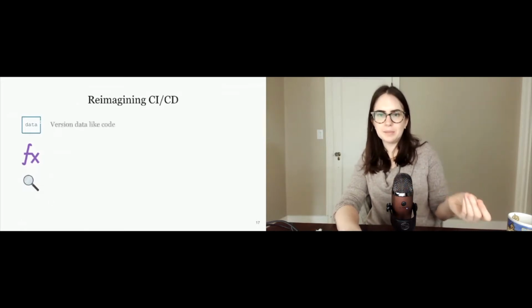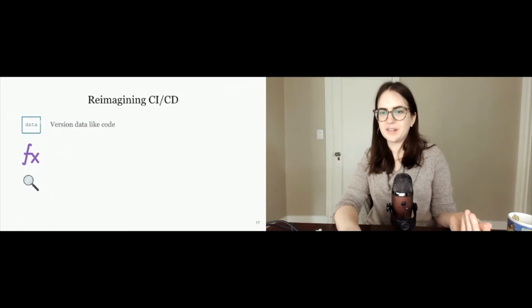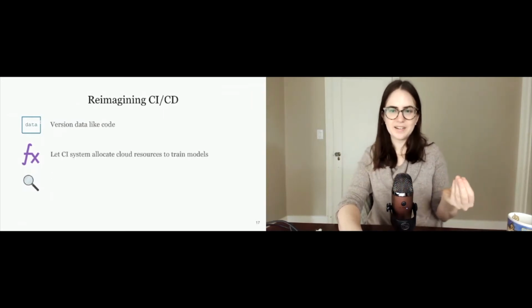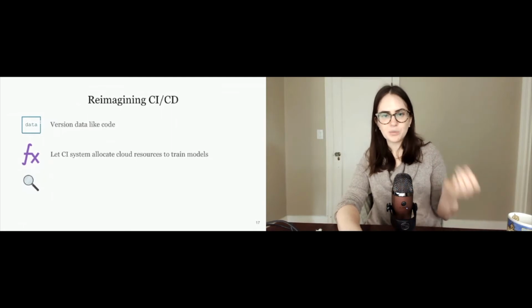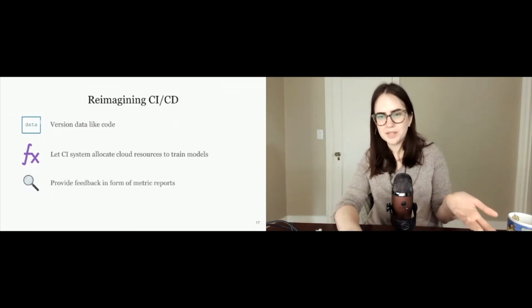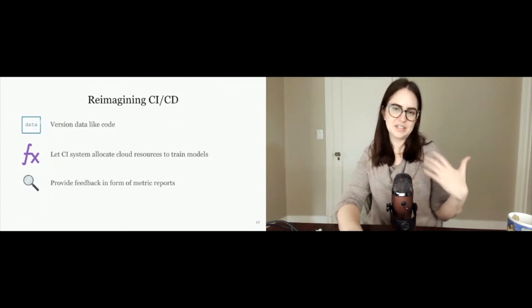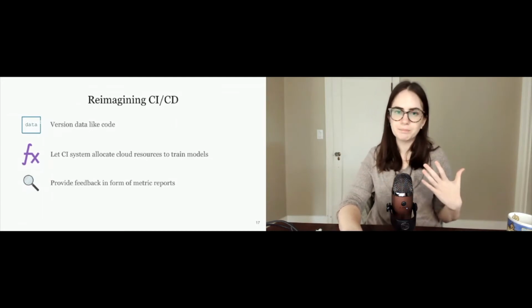First, we want to be able to version data like code. We want our CI system to be able to allocate whatever hardware is needed to train models. And we want metrics about model performance to be reported in a human readable format so data scientists and other team members can easily review them.